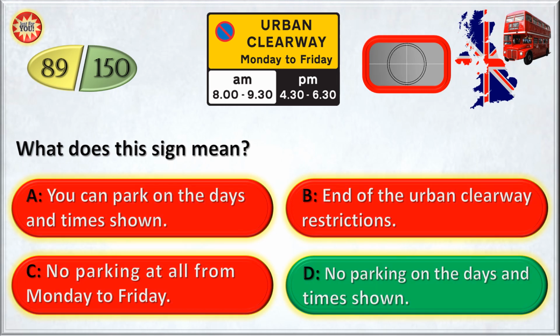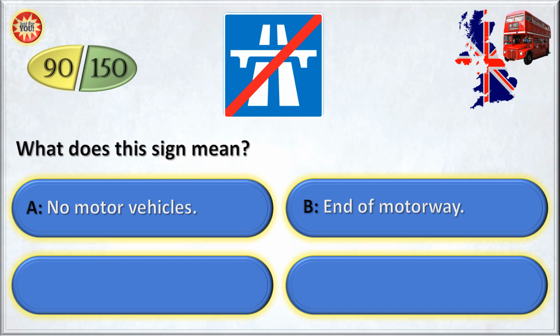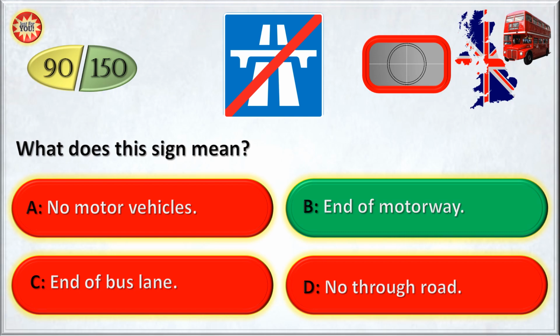No parking on the days and times shown. What does this sign mean? No motor vehicles. End of motorway. End of bus lane. No through road. End of motorway.